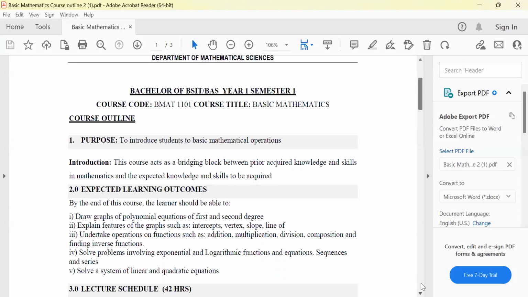The purpose of basic mathematics is to introduce students to basic mathematical operations. This course acts as a bridging block between prior acquired knowledge and skills in mathematics and the expected knowledge and skills to be acquired.